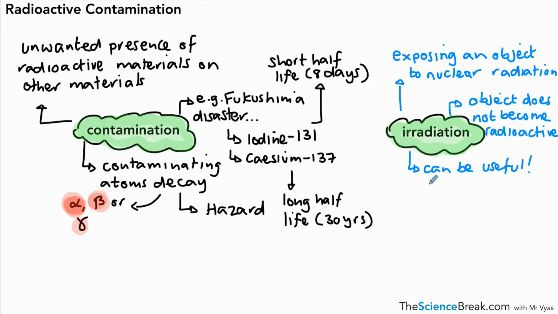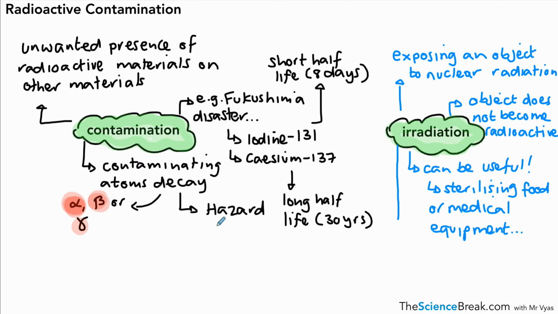Irradiation can be useful. It's used to sterilize food. Fruits are often sterilized using irradiation, but it's also used to sterilize medical equipment, the kind of equipment that might be used to carry out surgery. But those uses are very carefully controlled. The radiation is used in very carefully controlled doses. Irradiation can still be a hazard because we might be exposing objects to alpha, beta, or gamma radiation, which could damage living tissue. But as we said, very carefully controlled when used in sterilizing food or medical equipment.